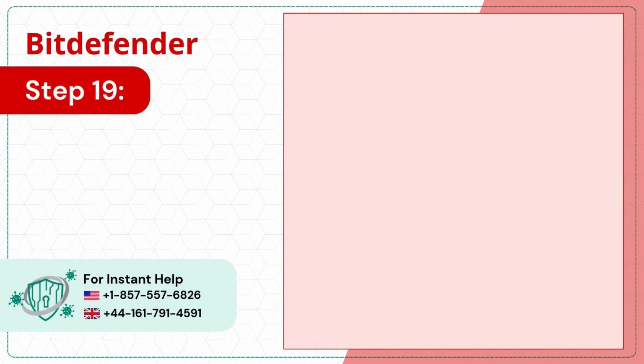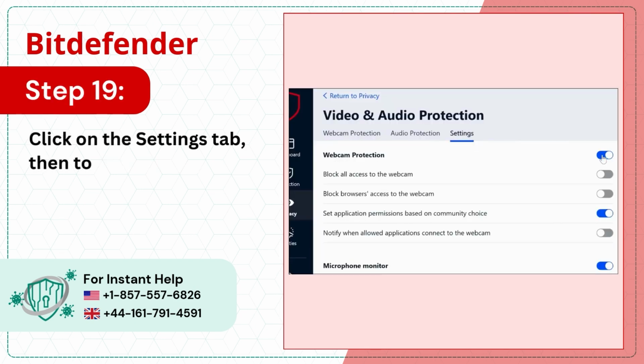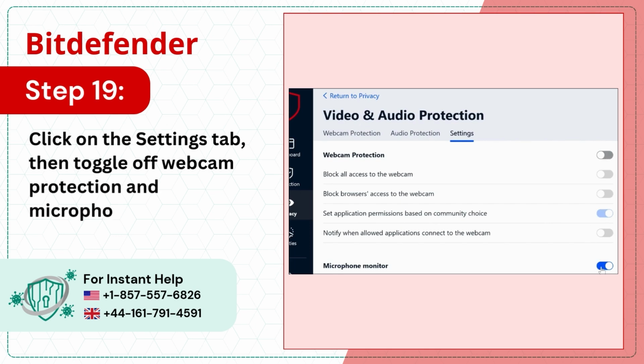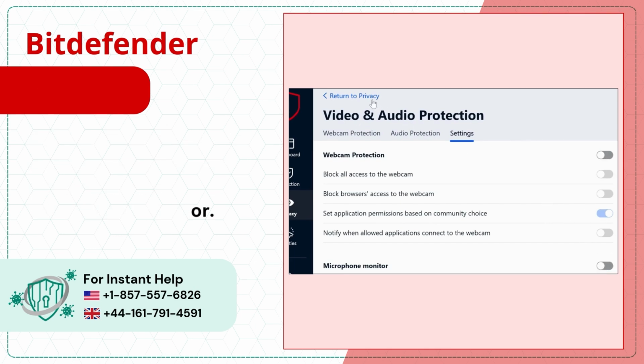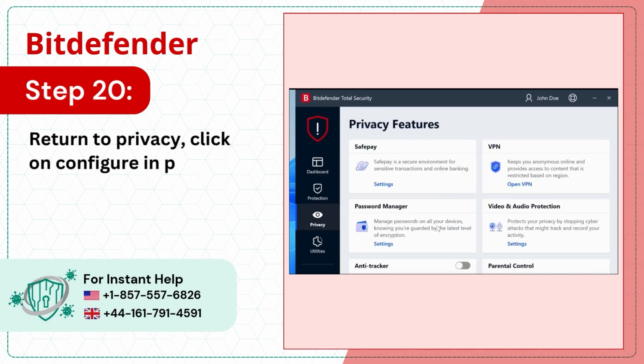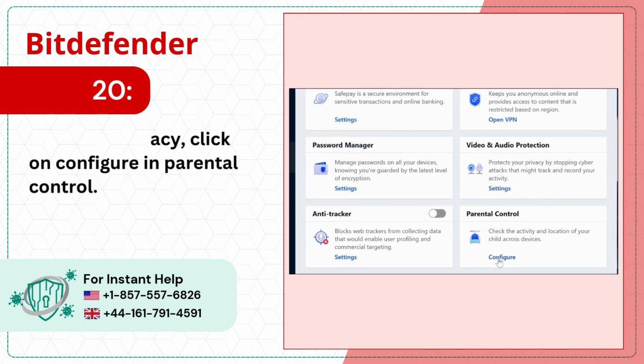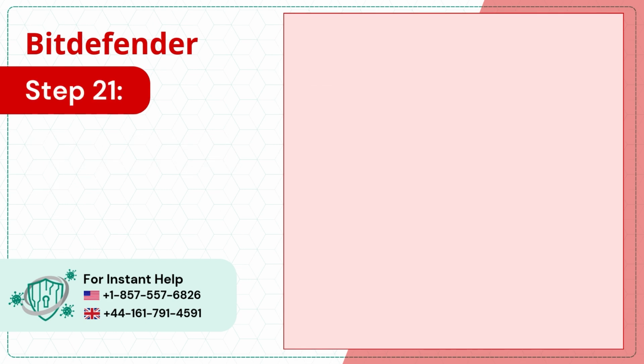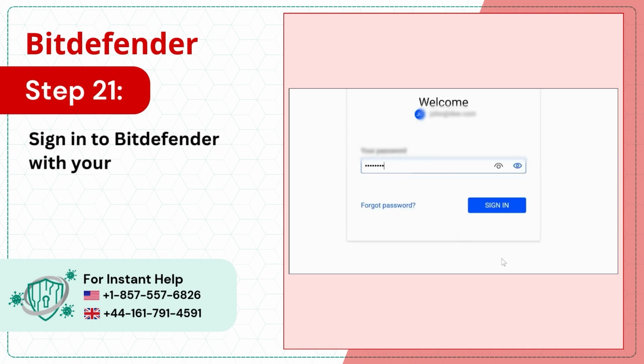Step 19. Click on the Settings tab, then toggle off Webcam Protection and Microphone Monitor. Step 20. Return to Privacy, click on Configure in Parental Control. Step 21. Sign in to Bitdefender with your ID and password.